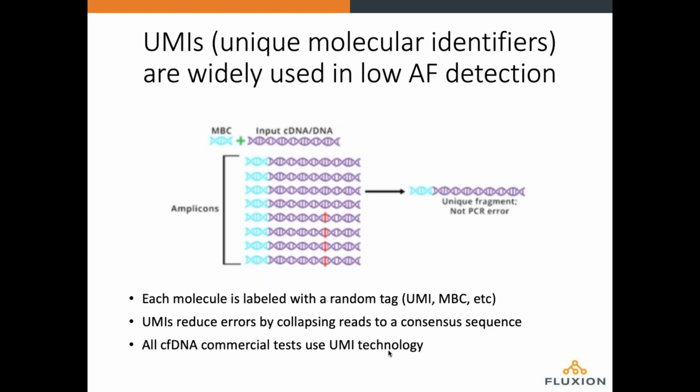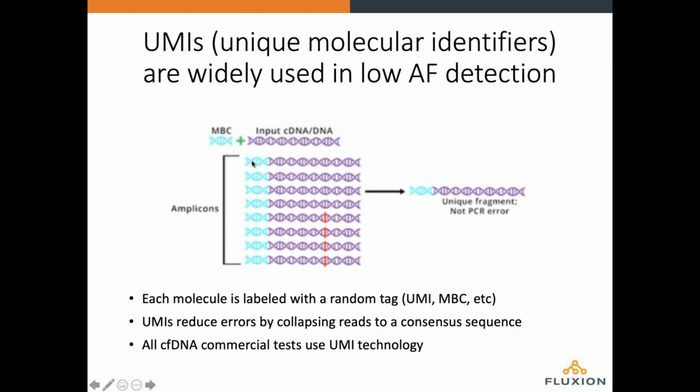So now I'm going to talk a little bit about what the current prevailing approaches are to address this problem. Basically, most of the commercial tests that are out there, and a lot of the tests being used in research studies, are using unique molecular identifiers, also called molecular barcodes, which are a very elegant technique that allows you to essentially track each starting molecule from the cfDNA sample all the way to the final reads, and eliminate a lot of the errors that happen in the process. This addresses both amplification errors as well as sequencing errors.